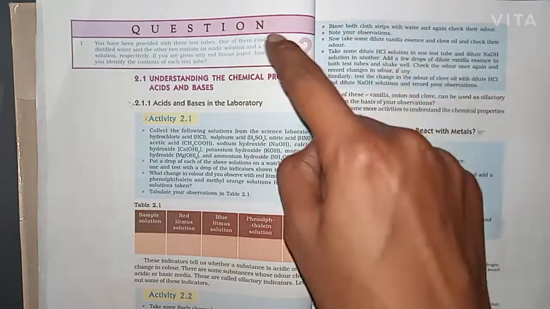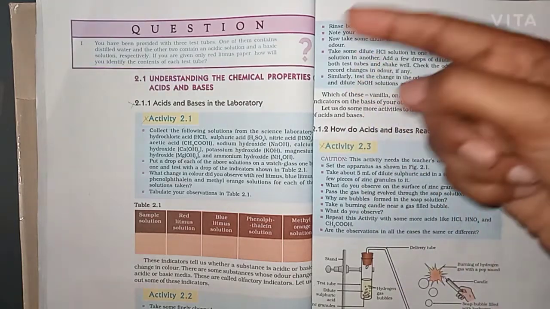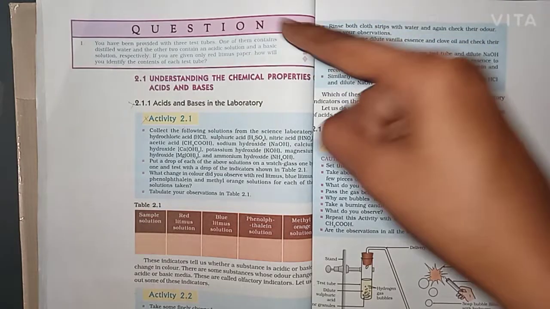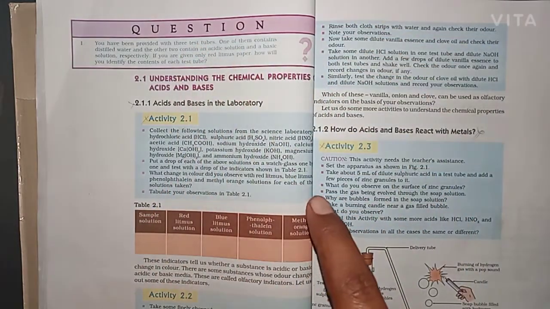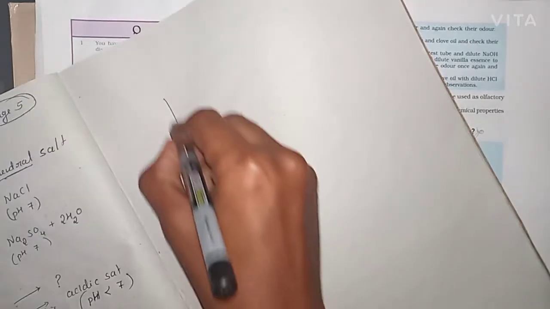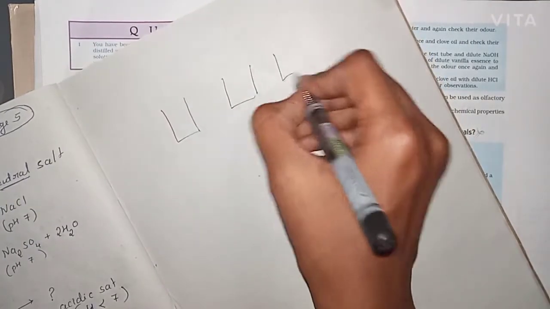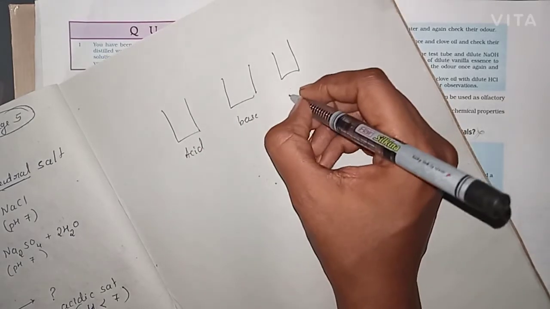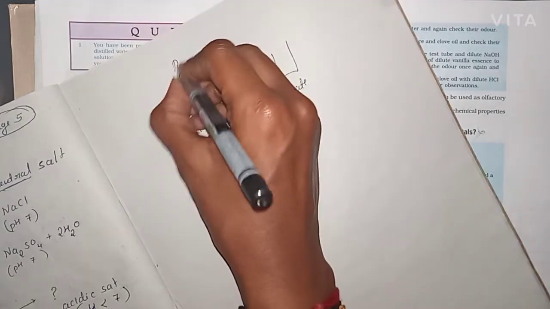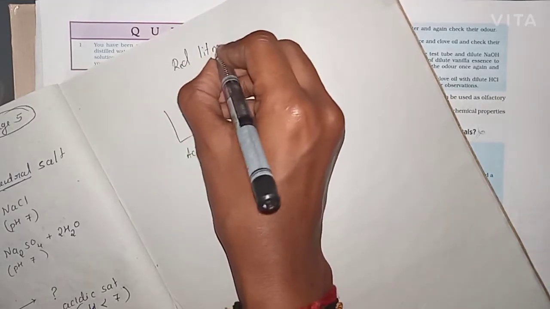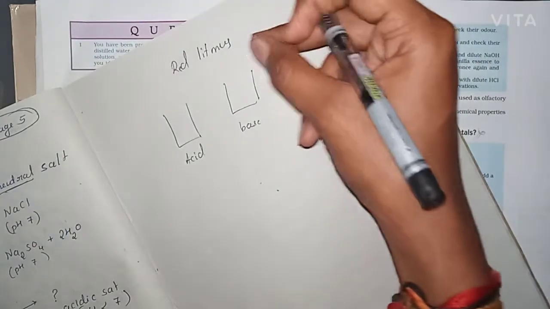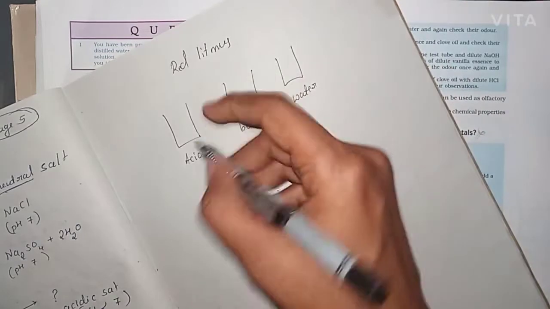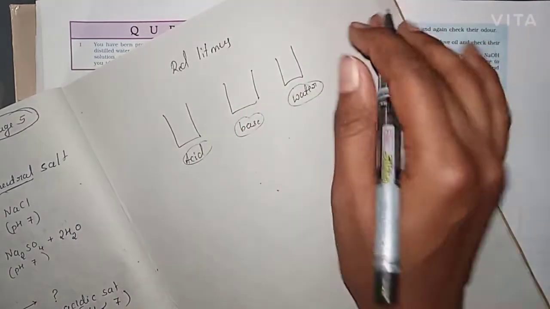But here think about it: in a base, red litmus will turn blue. Just consider there are 3 beakers. One has acid, another base, and another water. I have only red litmus. So what can I do? First I will dip it into the water, and there is no change in the color. So we don't know which is acid, which is base, and which is water. From the red litmus we have to guess.